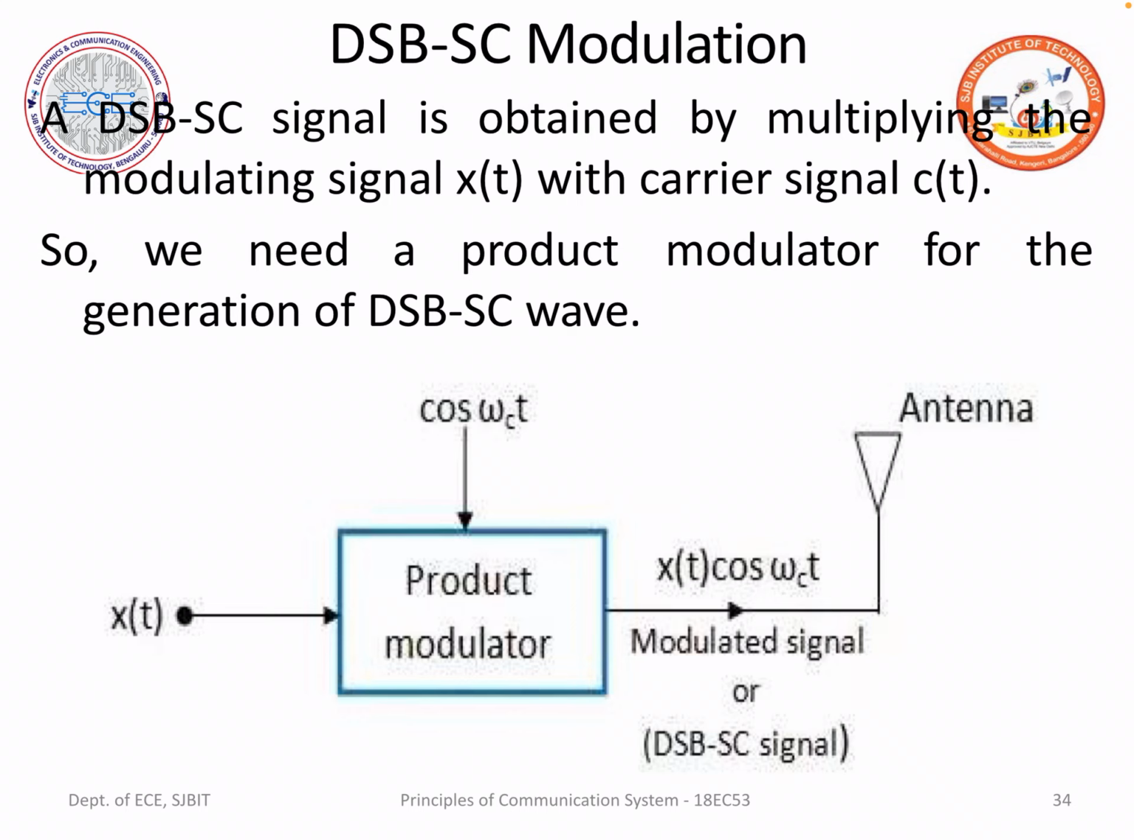So keeping all this in mind, in order to overcome the drawbacks of AM, we have a method called DSBSC. DSBSC stands for double sideband suppressed carrier modulation. As the name itself tells us, double sideband: those two sidebands are sent across and the carrier is suppressed. Using this technique we are reducing the power consumption.